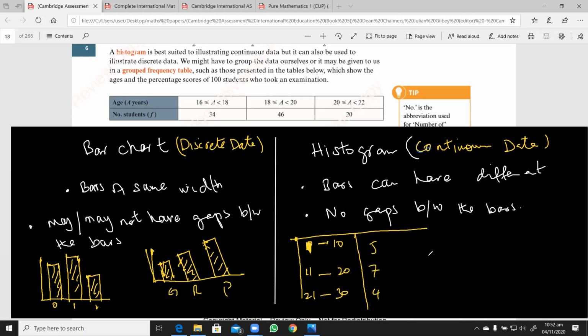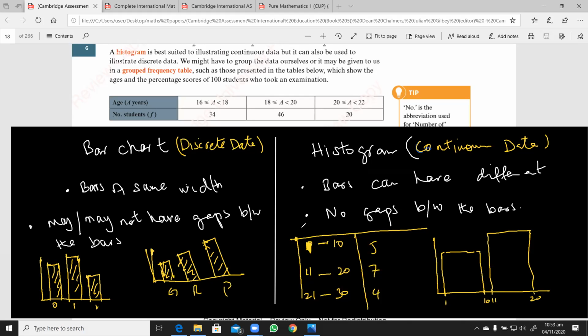When you try to draw its histogram, you will see what happens here. This is starting from 1, this is ending at 10. You can have a bar like this, and the next bar is starting at 11, going up to 20. So you see there is a gap between these two bars. If you have to draw this histogram, there should not be a gap.